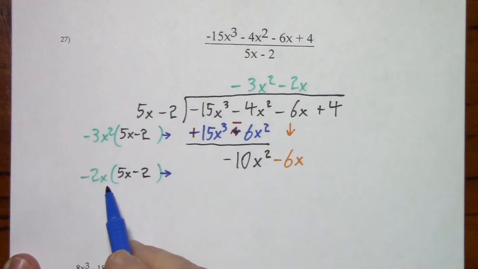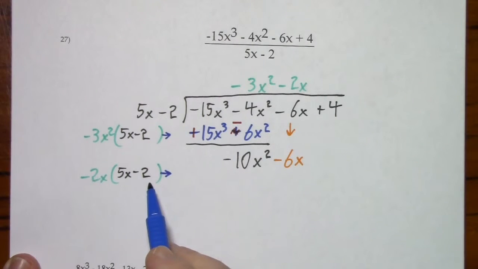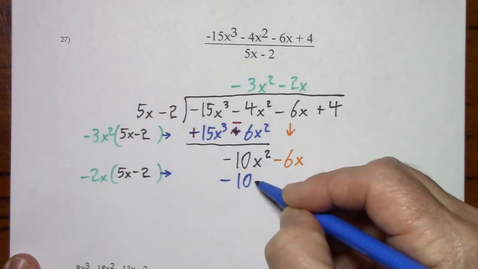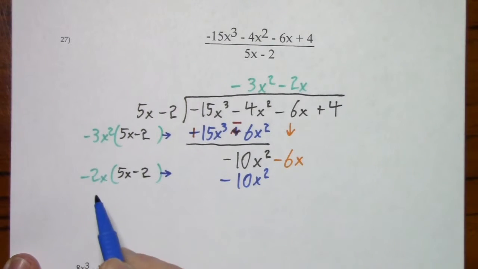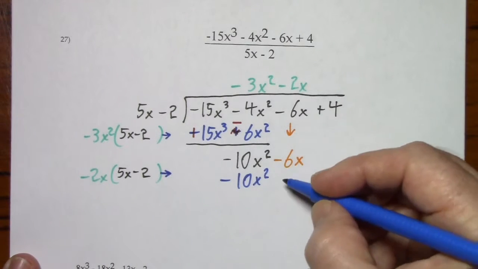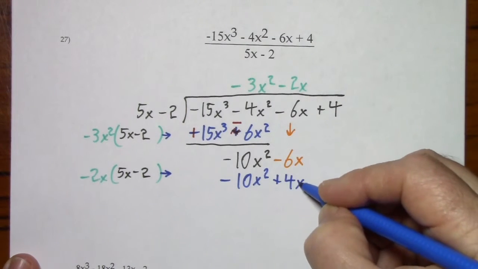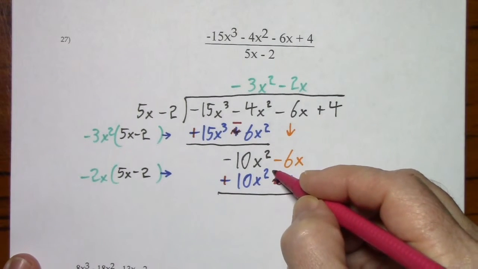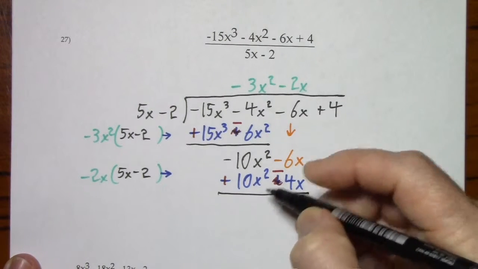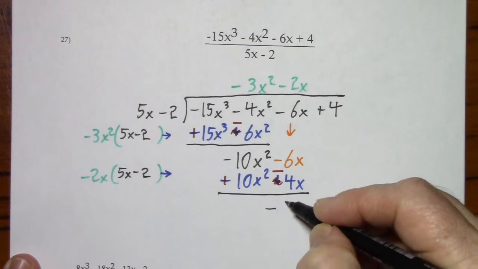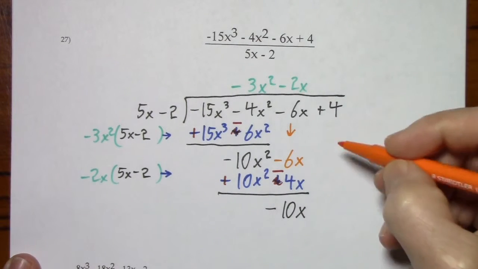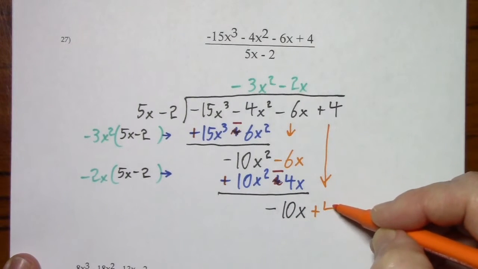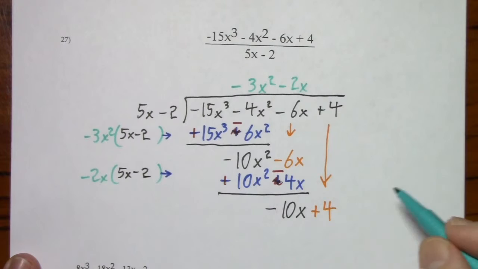And when we multiply negative 2x times 5x minus 2, negative 2x times 5x is negative 10x squared, negative 2x times negative 2 is plus 4x. And remember, we're subtracting, so we change these signs. That gives us a 0. Signs are the same, you add. Bring down your next digit. Well, in this case, your next term. And you repeat the process.